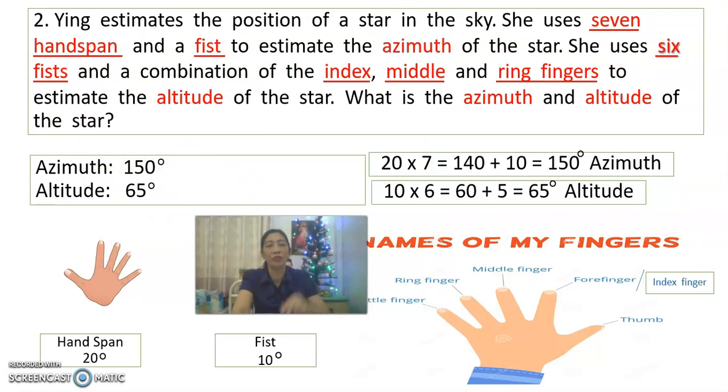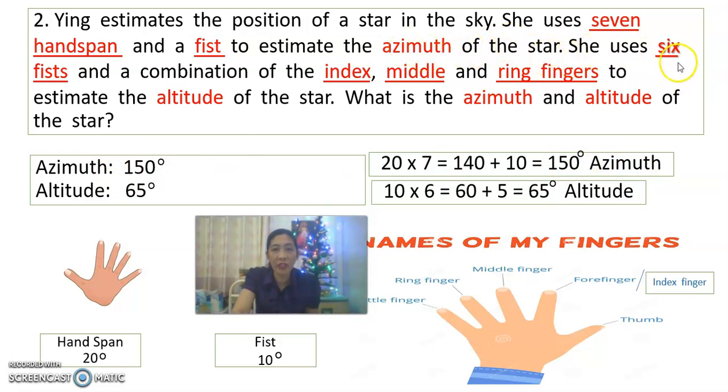Example number 2. Ying estimates the position of a star in the sky. She uses 7 handspans. Every handspan is 20, so 20 times 7 equals 140, plus a piece. A piece is 10, so plus 10 equals 150 angles for the azimuth. That is the azimuth of the star.